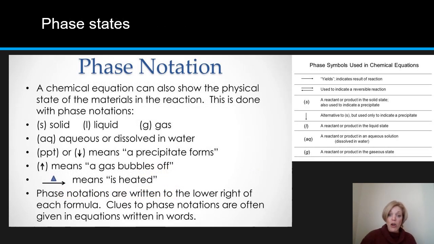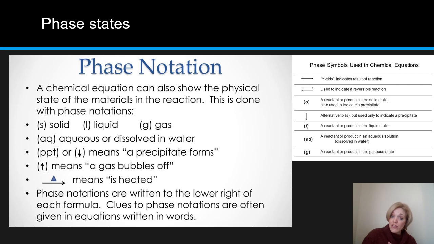Okay, so we spoke about this in lesson 1, phase states or phases of matter. Now let's go and look at phase notation again. So I'm going to keep repeating this until you guys know this off by heart, because this is tricky. This is really, really tricky. It might look easy now, but later on it gets a bit more complicated.